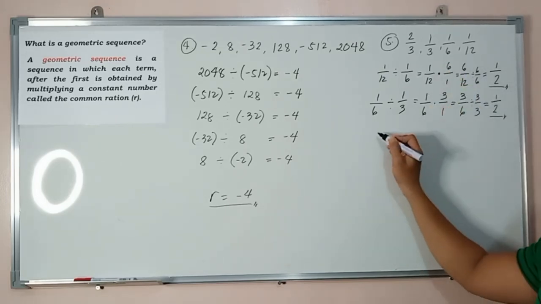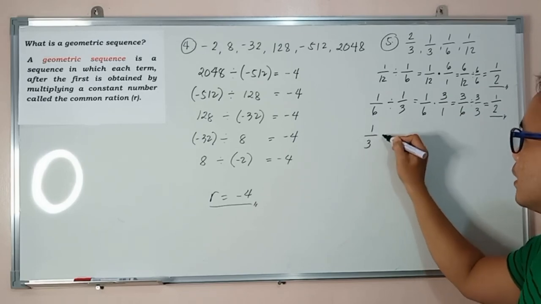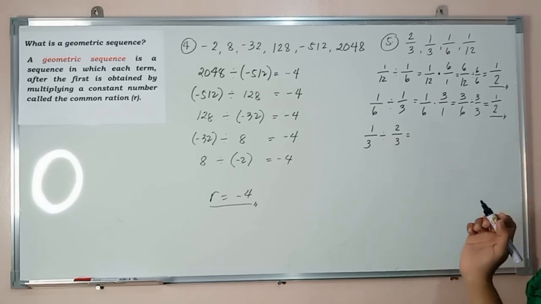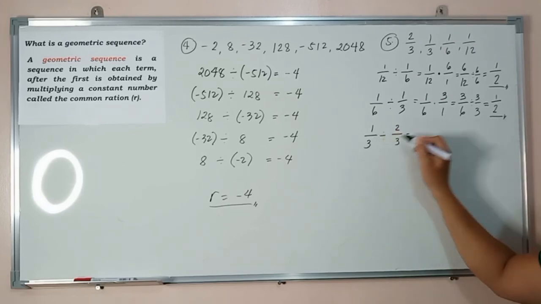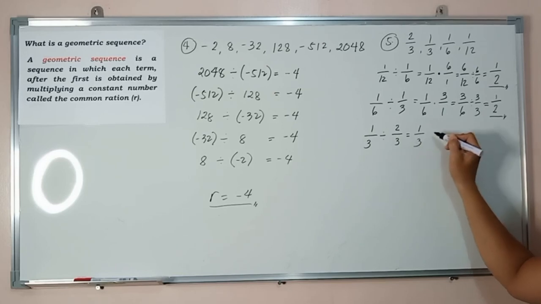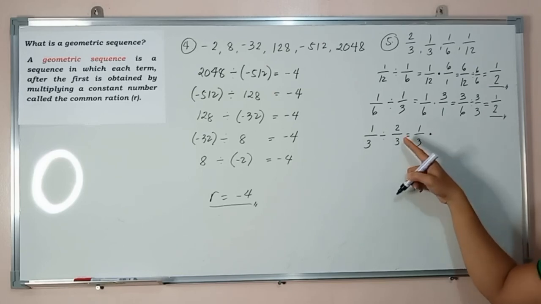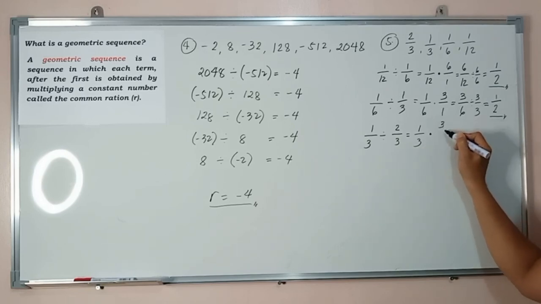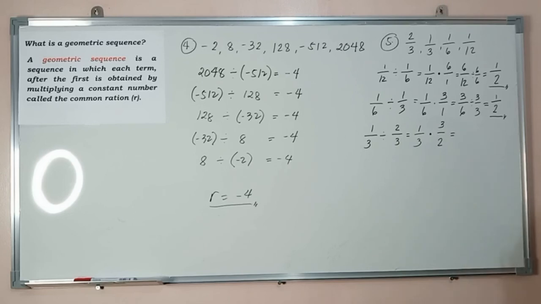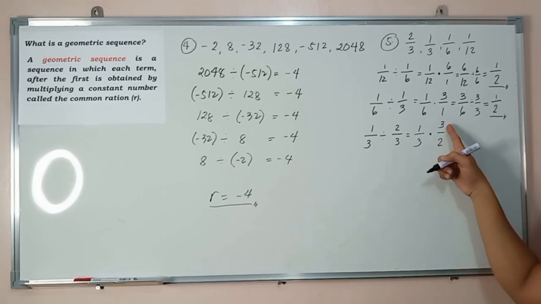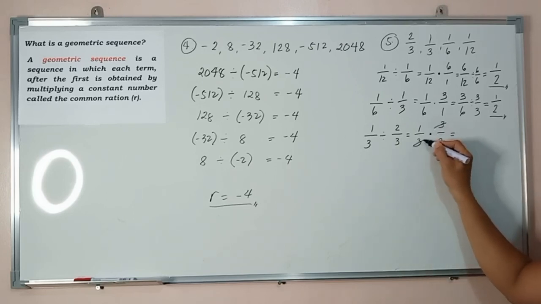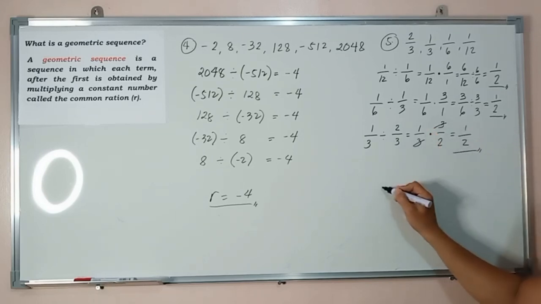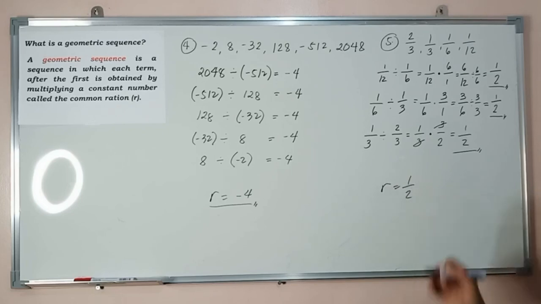And lastly, we have 1 over 3 divided by 2 over 3. So, we copy this first fraction, so 1/3. Proceed to multiplication. So that is 2 over 3. We get the reciprocal of 2 over 3. That would give us 3 over 2. Since this is now multiplication, we have both 3 and 3 here, so we can cancel this out. What shall remain is 1 over 2, so 1/2. So in this case, our common ratio is 1/2.